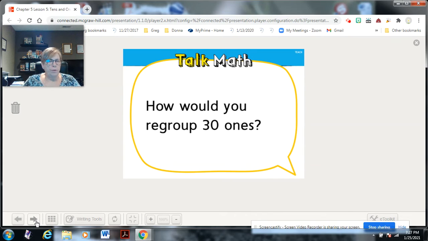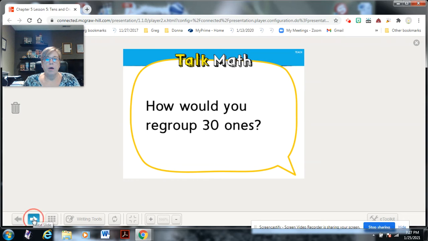How would you regroup 30 ones? Well, let's look at this number. We know this number here is the 10s, right? And here's the 1s. So how would you regroup them? How many 10s would you have? That's right, you would have 3. That's correct, very good. So you could have 30 ones equals 3 10s and 0 1s equals 30.